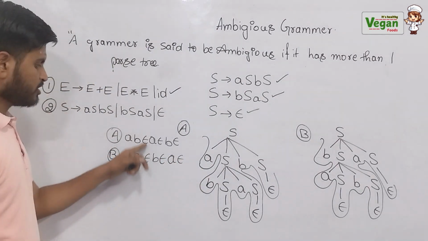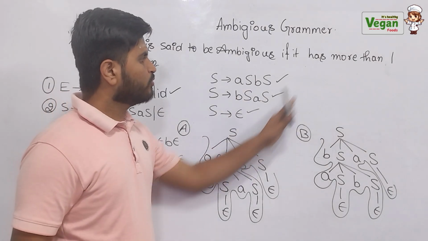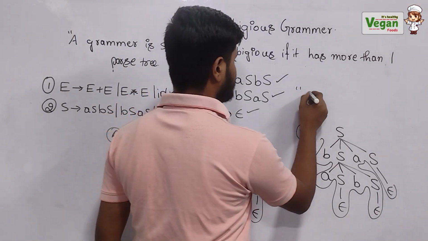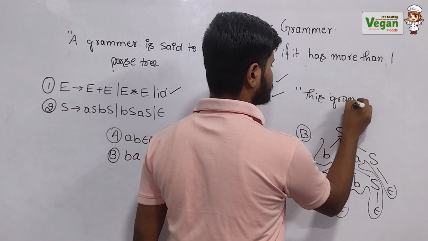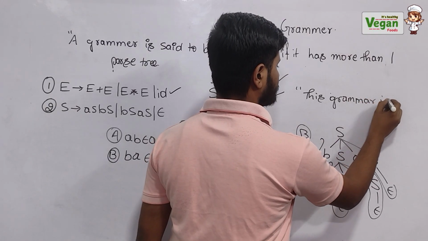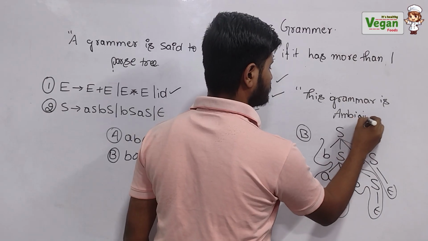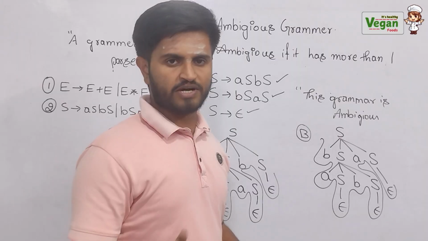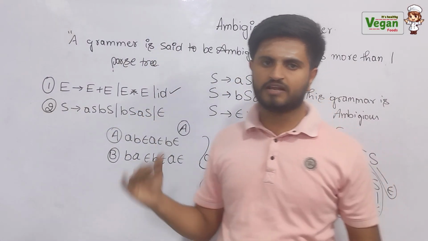If you see, both these strings are different. So we are successful in drawing more than one parse tree for the second question also. So you can say this grammar is also ambiguous. Your only intention must be to draw more than one parse tree and generate different strings using the leaf nodes.